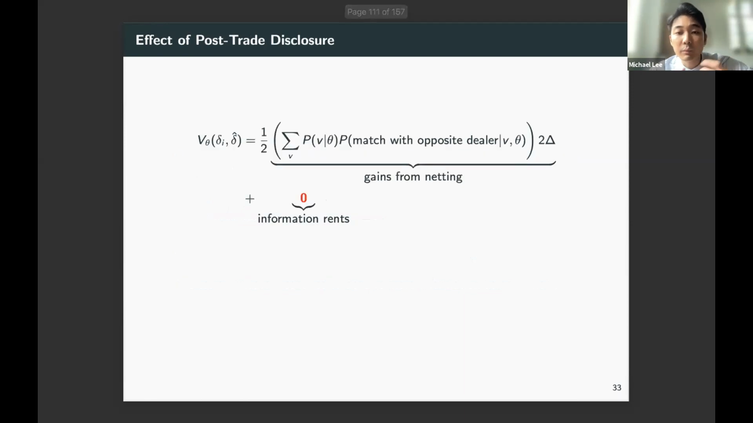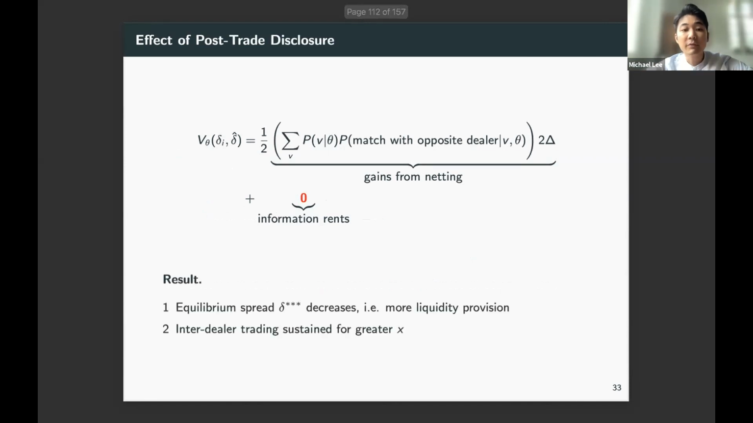What that means is that when we go back to the marginal interdealer payoff, those information rents that you could acquire from choosing a larger bid-ask spread relative to your peers are now destroyed. And as a result, in equilibrium, spreads go down. Dealers are committing to a smaller bid-ask spread, and also interdealer trading is more sustainable for even larger values of X.